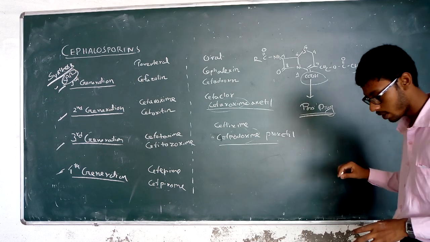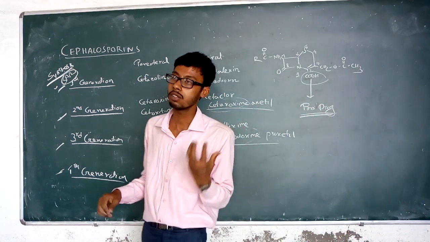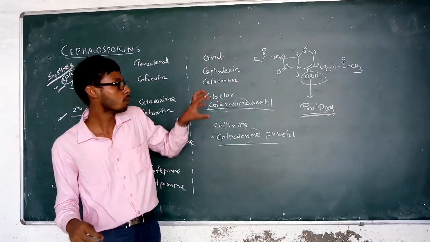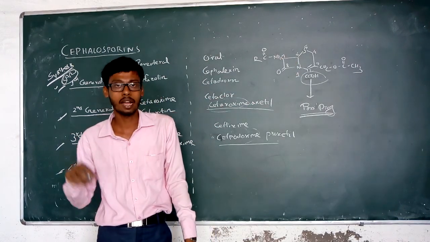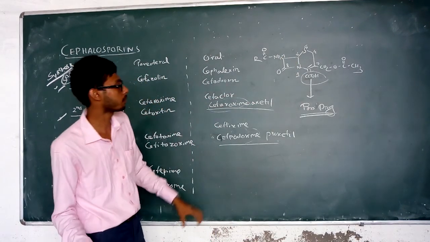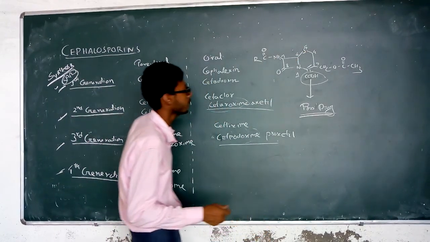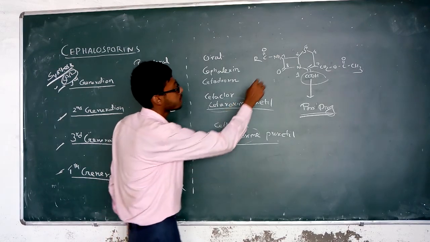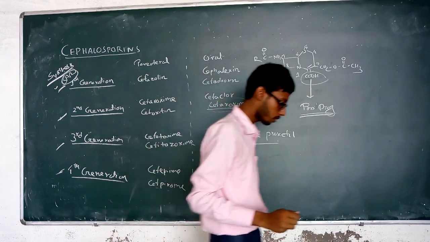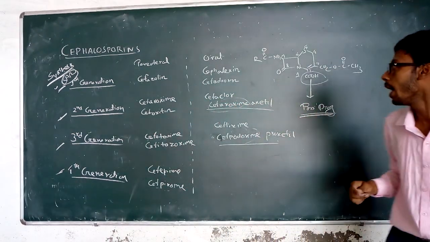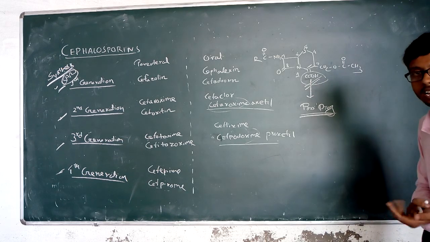So what is a pharmacophore? A pharmacophore is the basic nucleus of any category of drug, which exerts the activity of that category. Here the pharmacophore is the second ring system, more precisely the 6-amino cephalosporanic acid. This is the pharmacophore of this cephalosporin analog. And here we can make some changes. At the 2 position we can slightly change it.